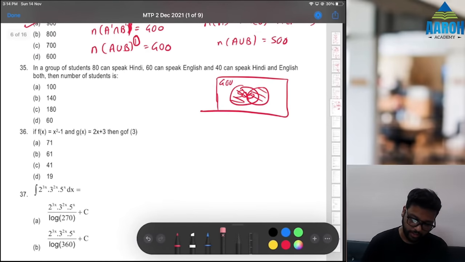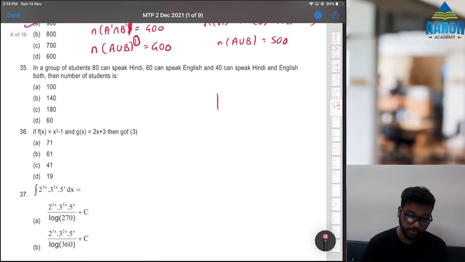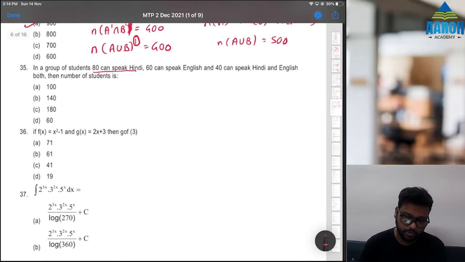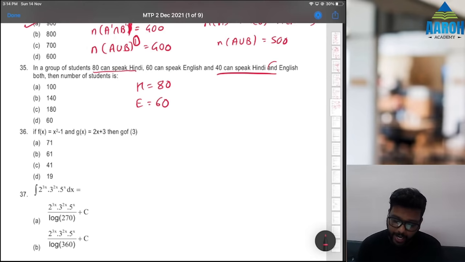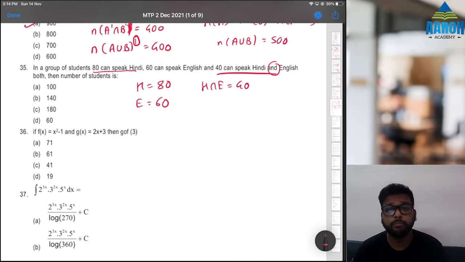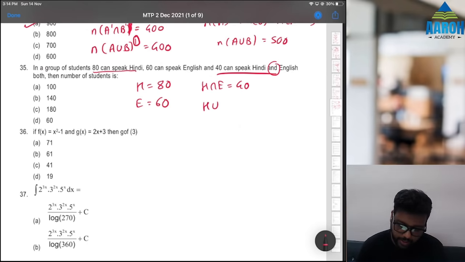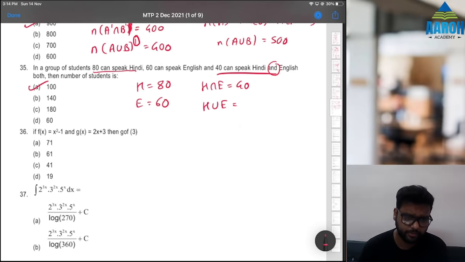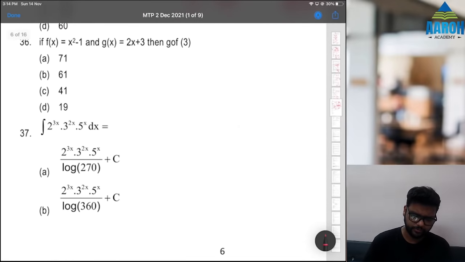35. In a group of students, 80 can speak Hindi, so H is 80, 60 can speak English, so E is 60, 40 can speak Hindi and English, that means Hindi intersection English is 40. Then the number of students, that means we want Hindi union English, so same, H plus E minus intersection, 100 is the correct answer.